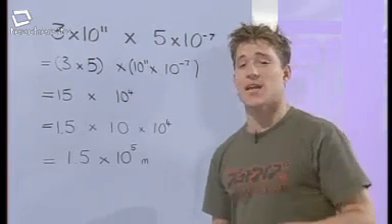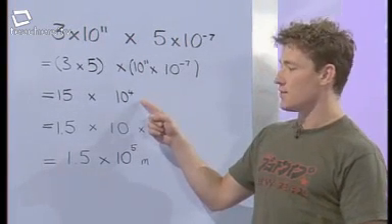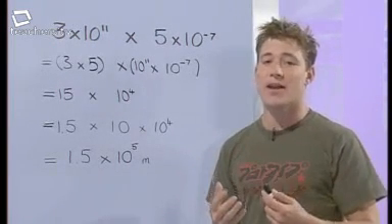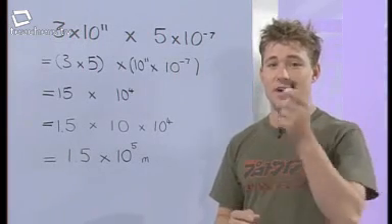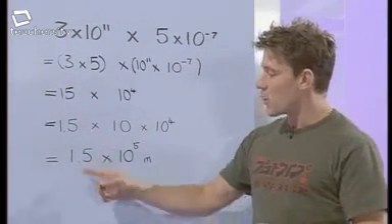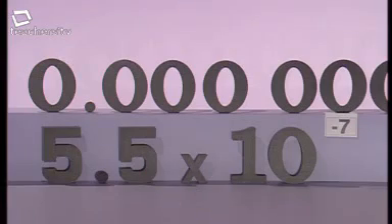And Katie's second mistake was not to give her answer in standard form. If I'd left my answer like this, as 15 times 10 to the power of 4, I'd have lost marks. I've done my working out right, but it isn't in standard form because the first number here is more than 10. The correct answer is 1.5 times 10 to the power of 5 metres.